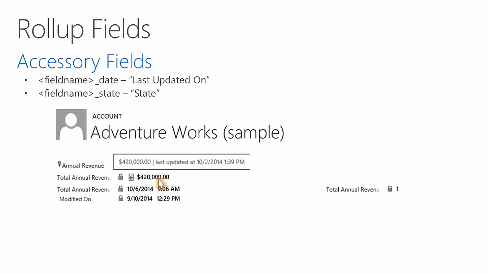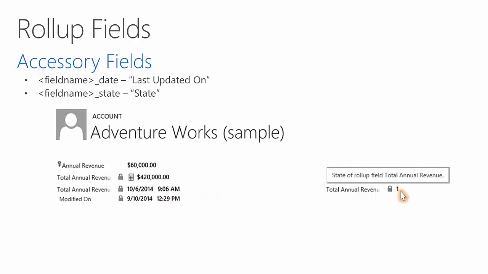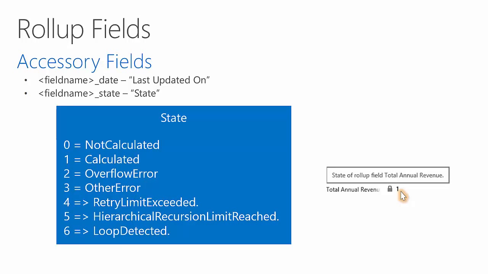When creating rollup fields, two additional fields are created with the rollup field. These are field name underscore date and field name underscore state. These additional fields give the user the ability to know how fresh the data is within the rollup field or if there are any issues. Field name underscore date field contains the date and time the last update was done for that rollup field. The field name underscore state field shows the state of the field. The state of the field is a numeric field and the following values correspond with this status.